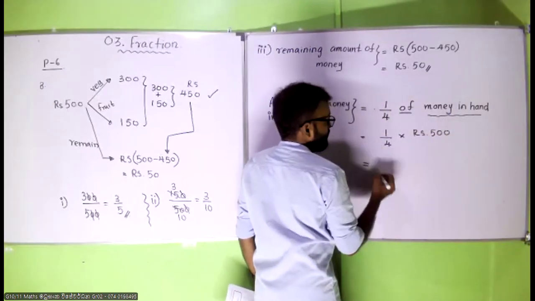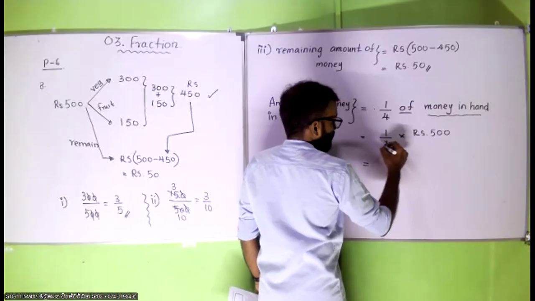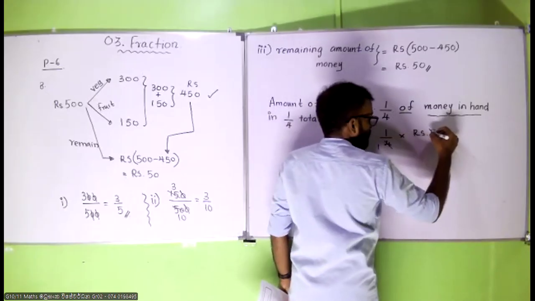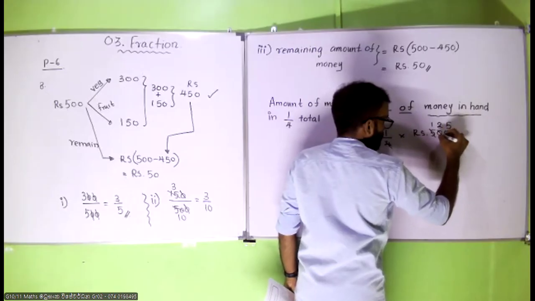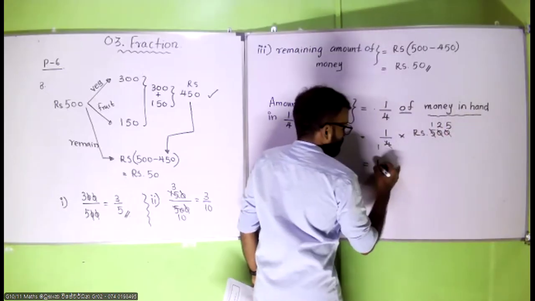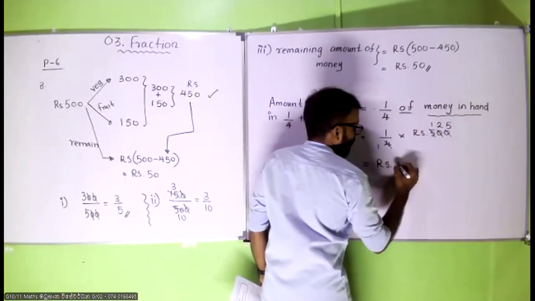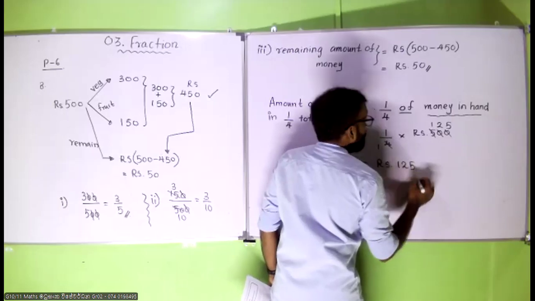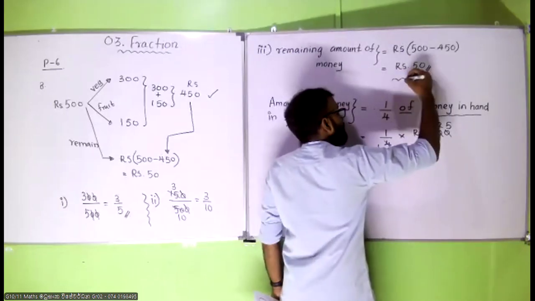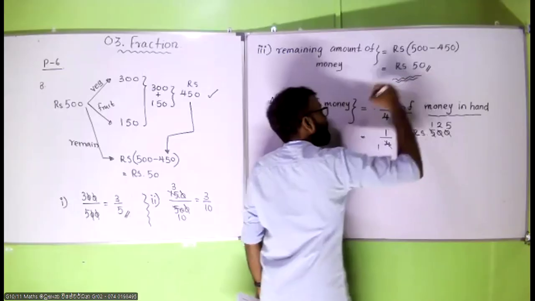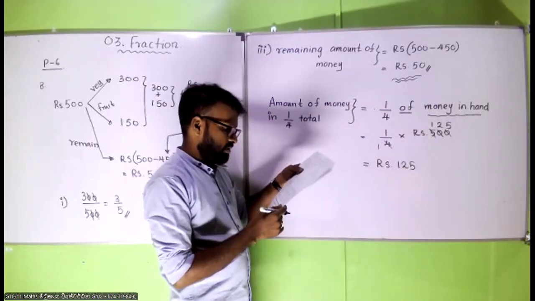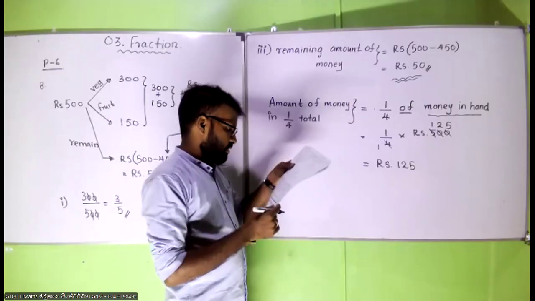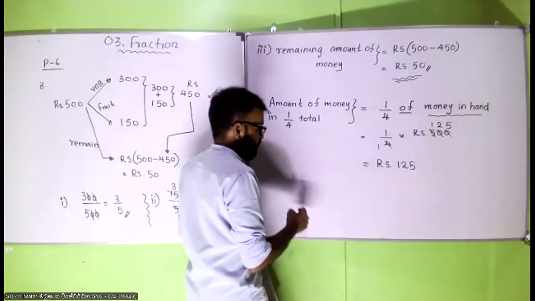Simplify this. 4 times 1 here, then 125. So she was planning to save 125 rupees. But at the end, she had only 50 rupees in her hand. Could she be able to save? No. So the answer should be no.